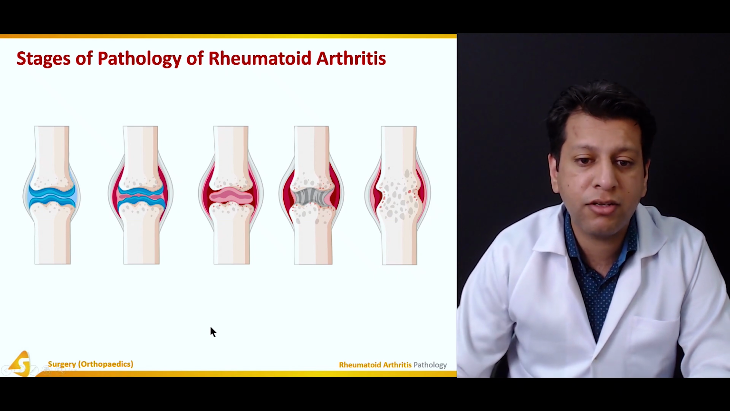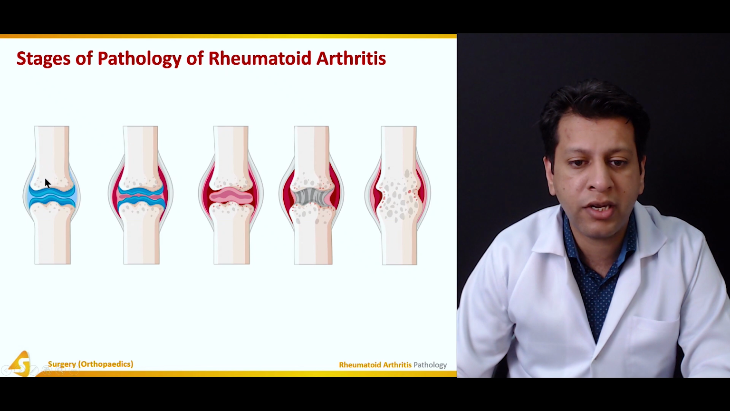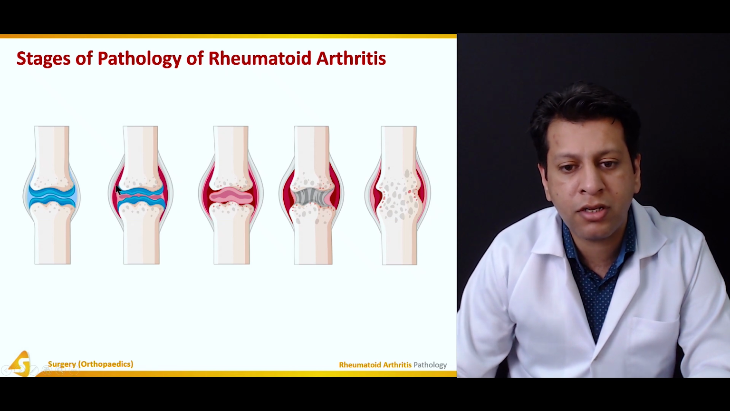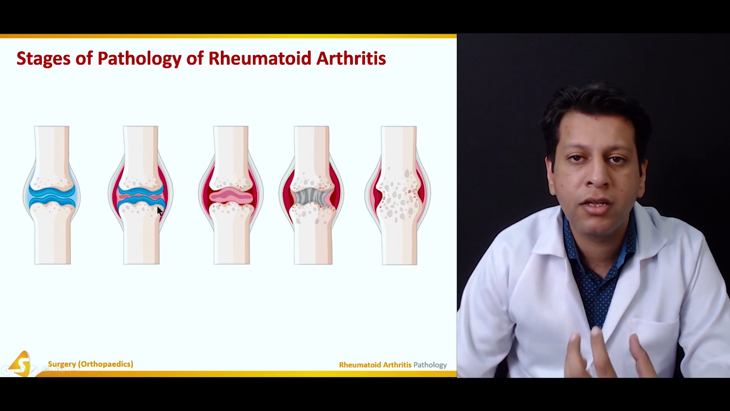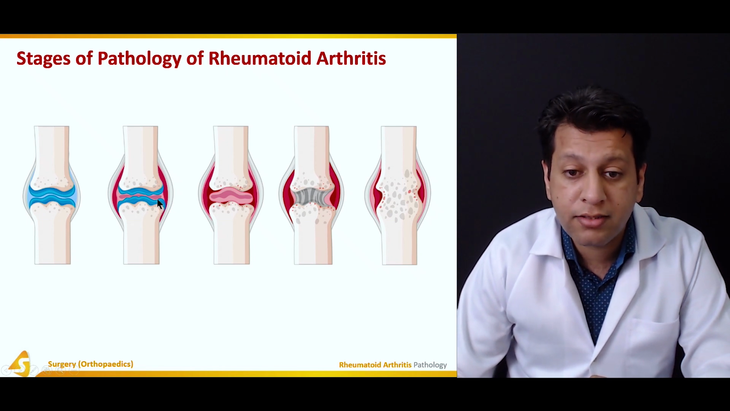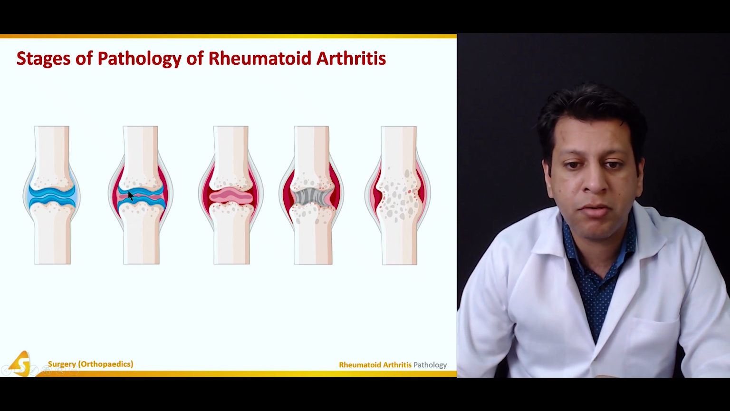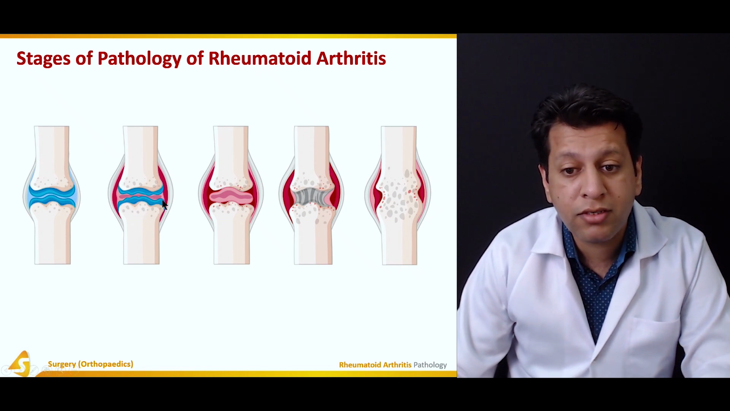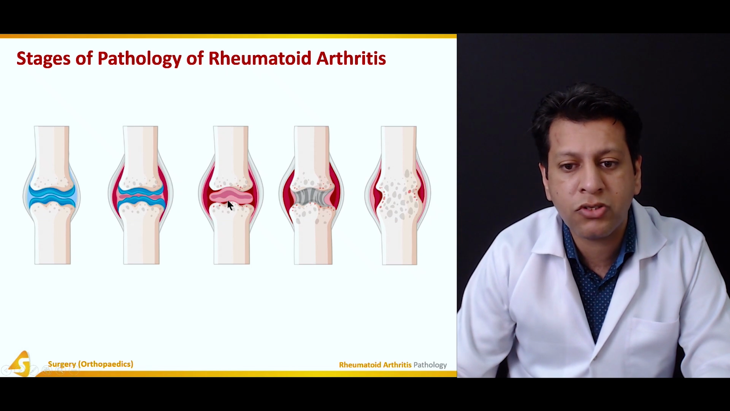On the left hand side, you see a normal joint with thick cartilage, enough synovial fluid, and no hyperplasia of the synovium. But once synovitis initially sets in, there's inflammation and increased production of synovial fluid resulting in swelling. As these interleukins and cytokines are being produced, this also causes pain. Once this happens, there's a stage in which the normal cartilage is getting destroyed by macrophages and other cells.